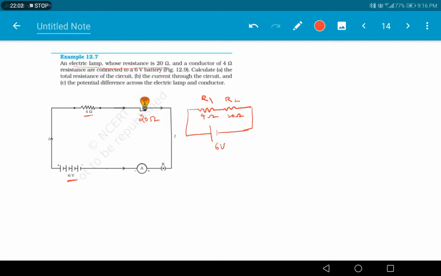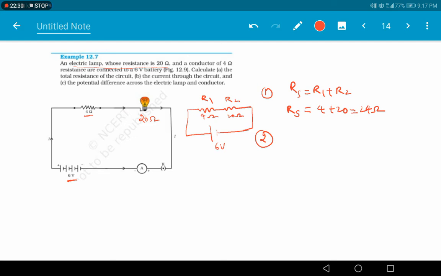Write R1 and R2, which combination? Series combination. So in series we write R1 plus R2, 4 plus 20, so 24 ohm is the effective resistance. The first question is over, and let us move to the second one. What is the second one?